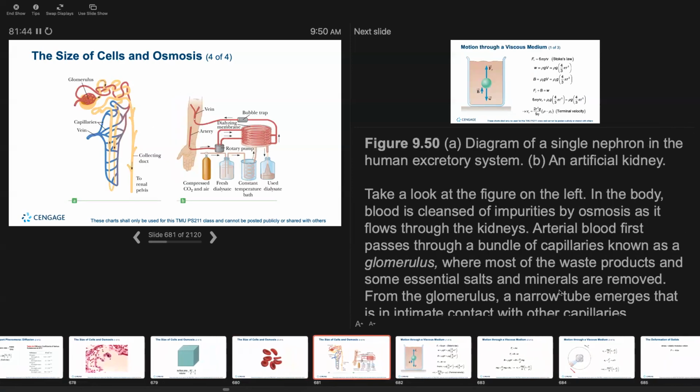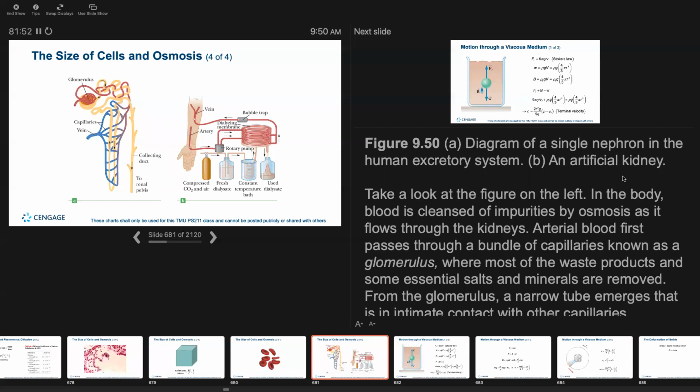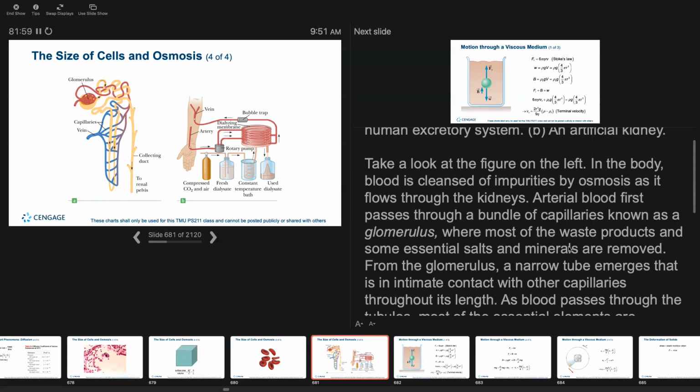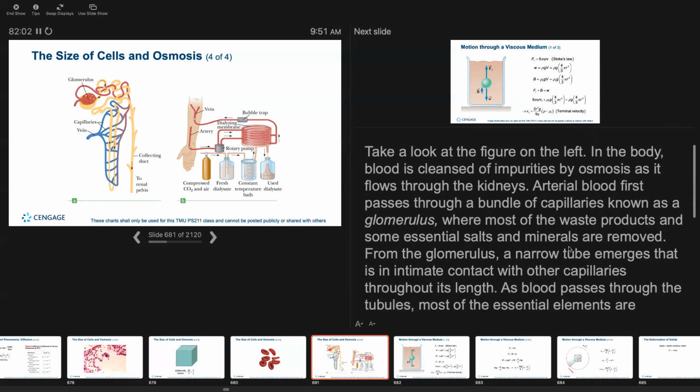So in this figure, we're seeing a diagram of a single nephron in the human excretory system. And in the other one, we're seeing an artificial kidney. So let's take a look at the figure on the left. In the body, blood is cleansed of its impurities by osmosis as it flows through the kidneys. Our arterial blood first passes through a bundle of capillaries known as the glomerulus, where most of the waste products and some essential salts and minerals are removed.